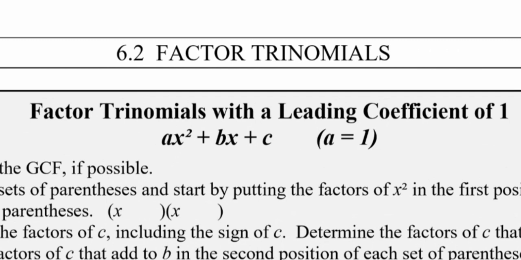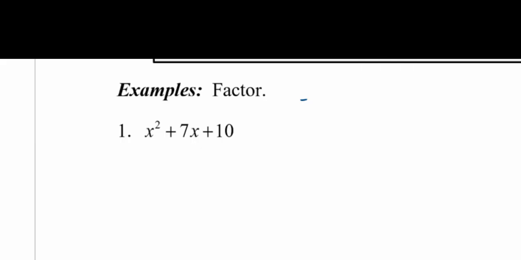In particular, we're going to look at trinomials that are quadratic. So that means that they have an x squared. Their degree is 2. And we're going to look at quadratics that have this standard form, ax squared plus bx plus c, where a, b, and c are numbers. In this video, a, our leading coefficient, will equal 1. An example of these types of quadratics, you will see here in example number 1.